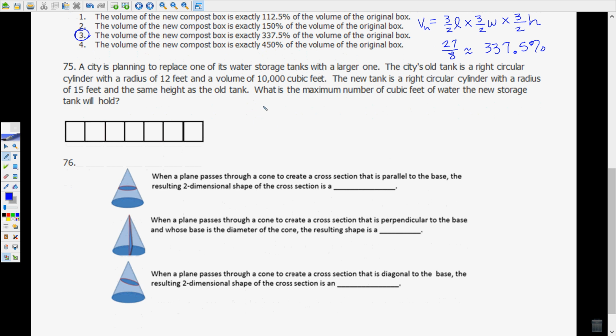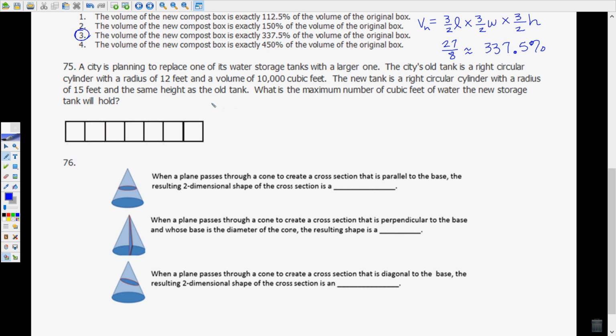A city is planning to replace one of its water storage tanks with a larger one. The city's old tank is a right circular cylinder with a radius of 12 feet and a volume of 10,000 cubic feet. The new tank is a right circular cylinder with a radius of 15 feet and the same height as the old tank. What is the maximum number of cubic feet of water the new storage tank will hold?